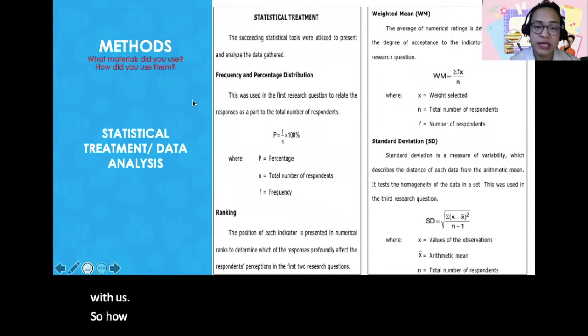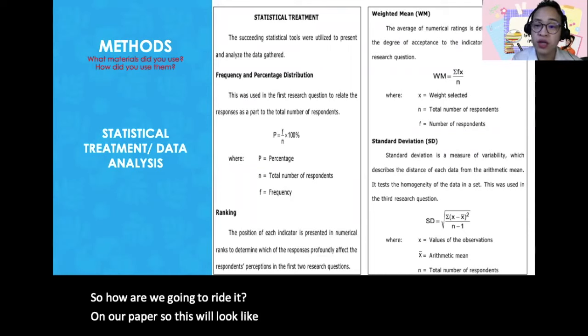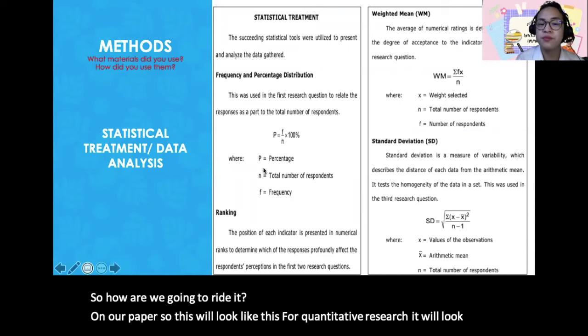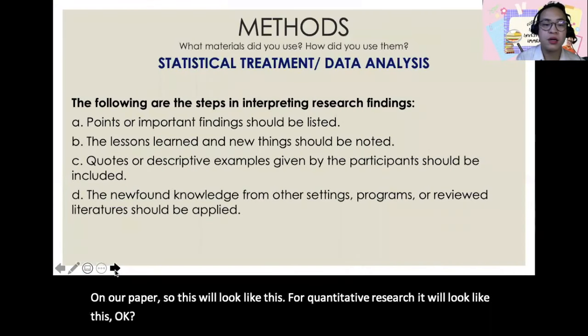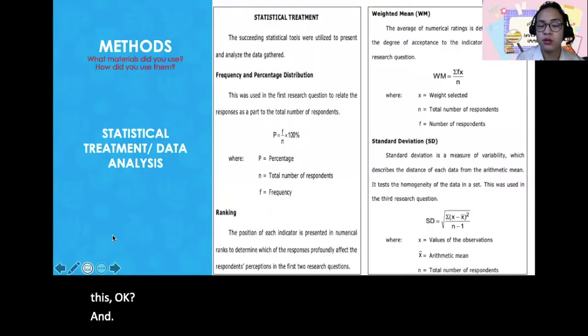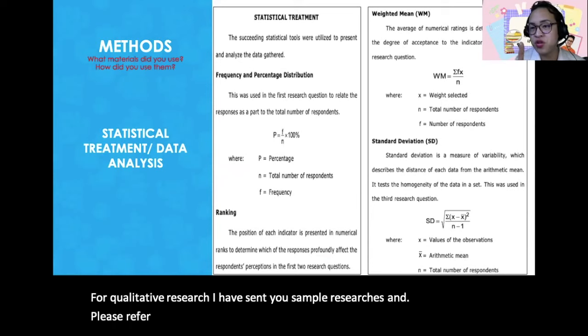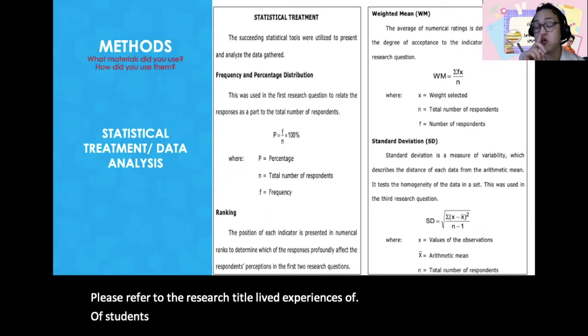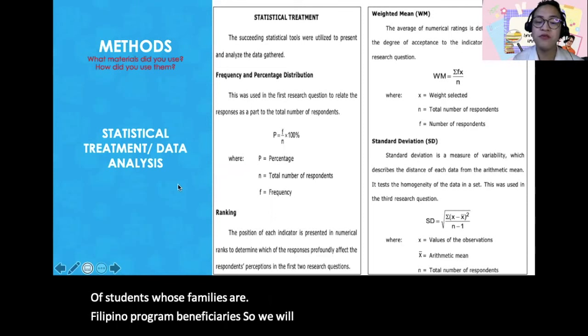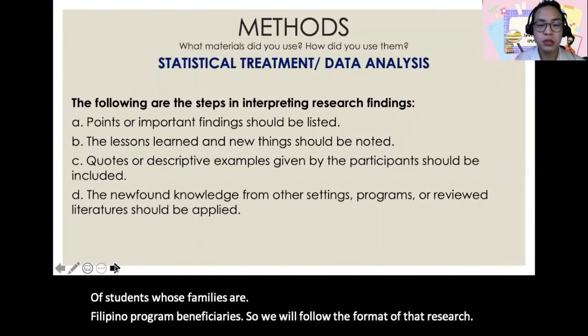So how are we going to write it on our paper? This will look like this. For quantitative research, it will look like this, okay? For qualitative research, I have sent you sample researches. Please refer to the research titled Lived Experiences of Students whose families are Pantawid Pamilya Pilipino Program beneficiaries. We will follow the format of that research.